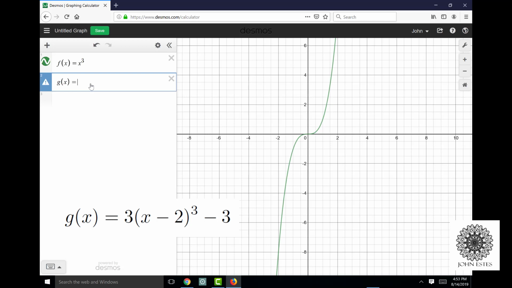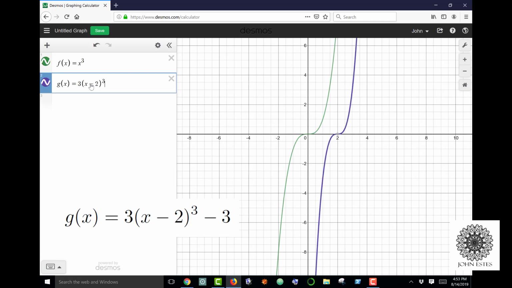I know that the 2 represents a horizontal shift, so it's going to take the original graph and shift it to the right 2 units. And the minus 3 means it's going to shift that down 3 units. So I'm going to take this original green graph, I'm going to shrink it a little bit because of the 3, move it to the right 2 units because of the 2, and move it down 3 units because of the minus 3.